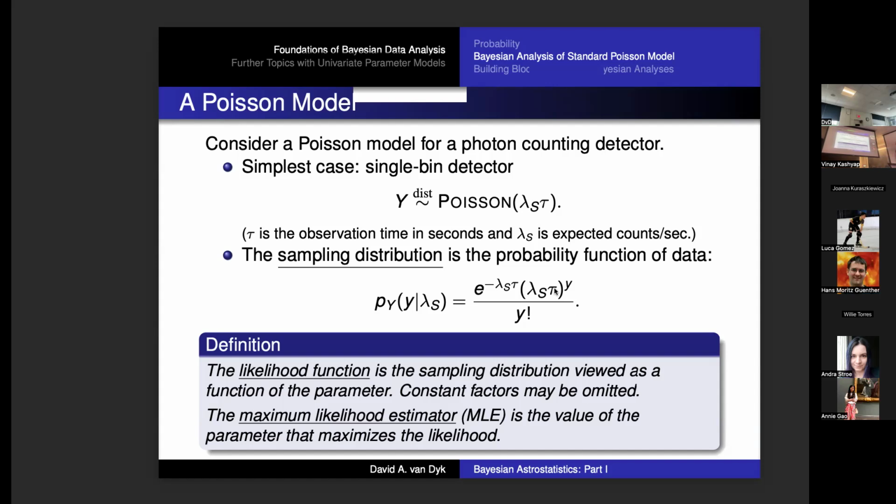as a function of the parameter. Constant factors may be omitted, so as a function of the parameter, I can get rid of this thing. There's nothing here. I can't get rid of anything else because I want to keep the functional form of lambda. Okay, and the maximum likelihood estimator is the value of the parameter that maximizes that likelihood function.